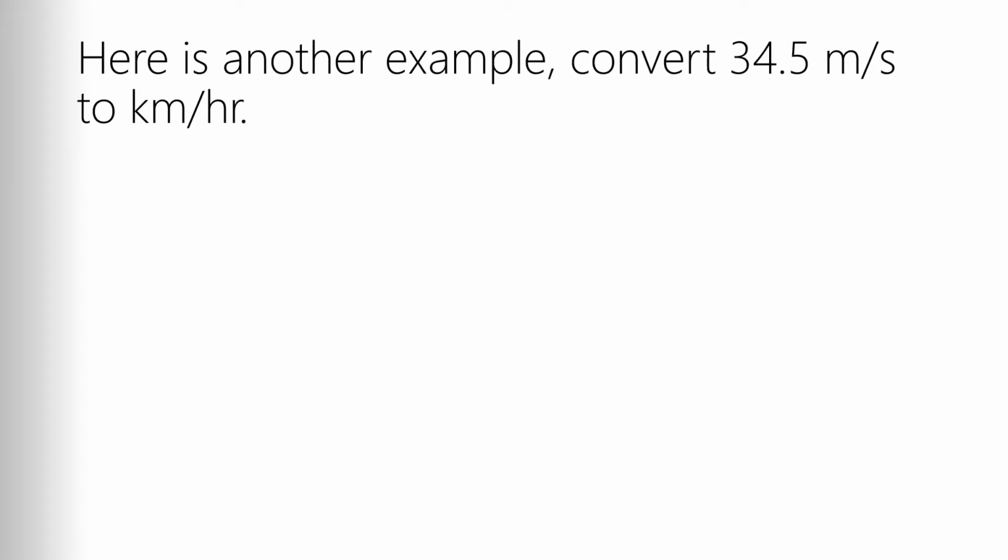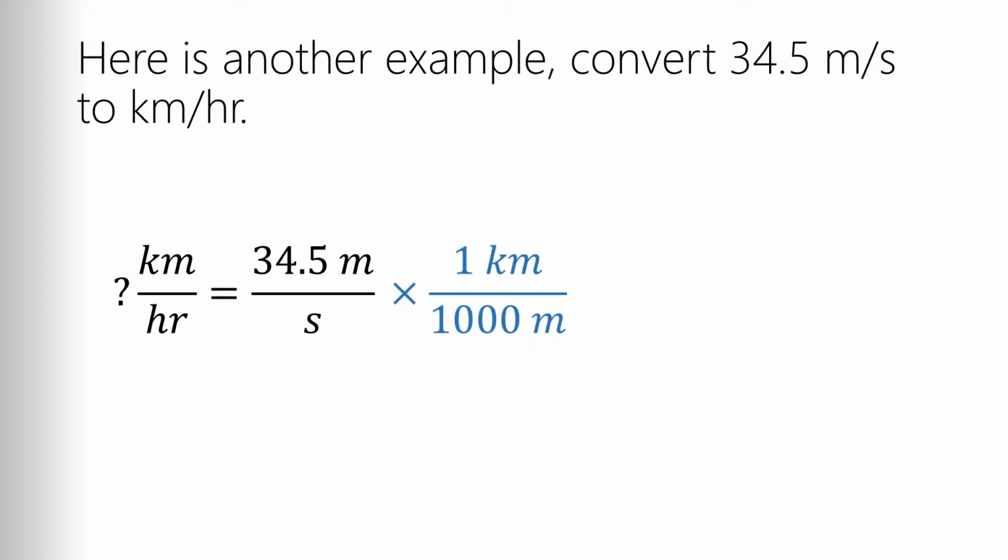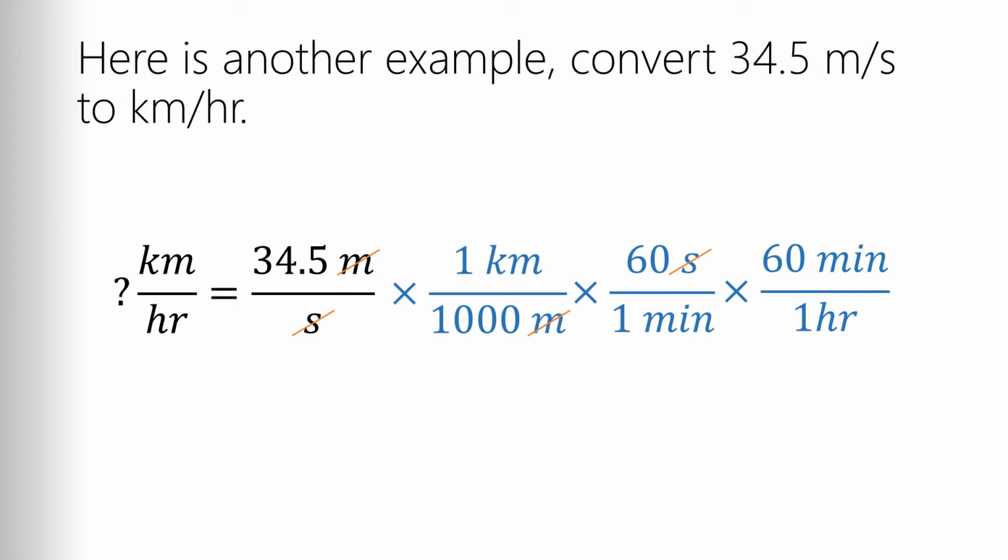Okay, let's look at another example. In this one, we're going to convert 34.5 meters per second to kilometers per hour, or kilometers per hour, depending on who you ask. So again, I want to know kilometers per hour. I have 34.5 meters per second. I would convert meters to kilometers. 1 kilometer equals 1,000 meters. That would get me into kilometers per second. 60 seconds per minute. That gets me into kilometers per minute. 60 minutes per hour gets me to kilometers per hour.